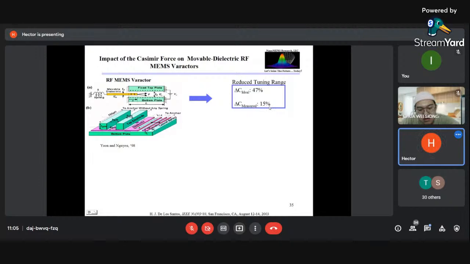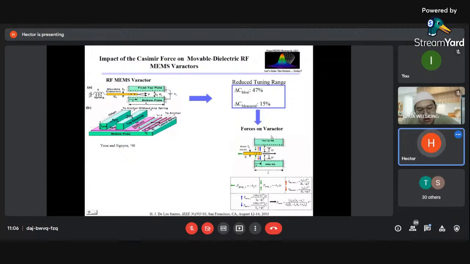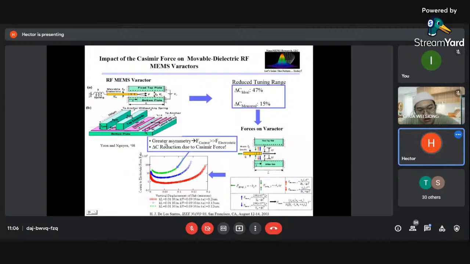An examination of the forces in the varactor, namely the Casimir force and the electrostatic force, found that due to the asymmetry, the Casimir force was greater than the electrostatic force, much, much greater than the electrostatic force. As a result, as the dielectric began intruding into the gap, it was deflected towards one end, but it would get stuck. And that was the reason for the reduction in tuning range.